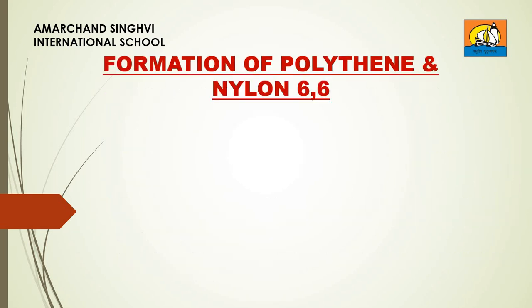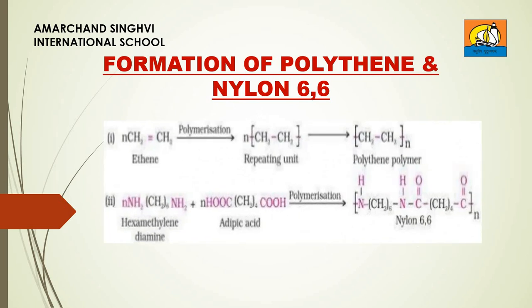Let's talk about formation of polythene and nylon 6,6. Polythene has the monomer ethene. So ethene on polymerization breaks the double bond present between two carbon atoms, and many such repeating units will form the polythene polymer. Similarly, nylon 6,6 is a polymer which is formed from two different monomers. One is hexamethylene diamine and the other one is adipic acid.